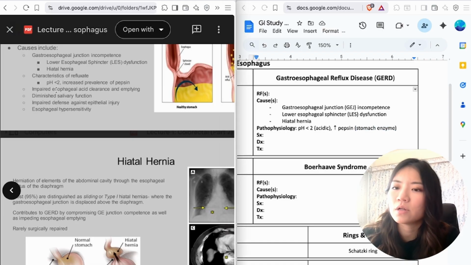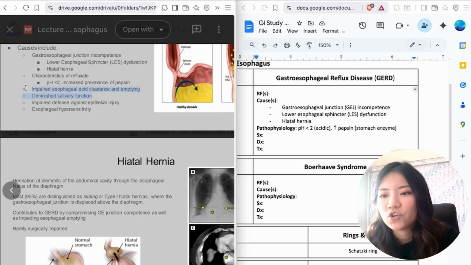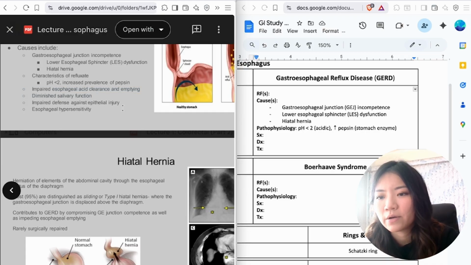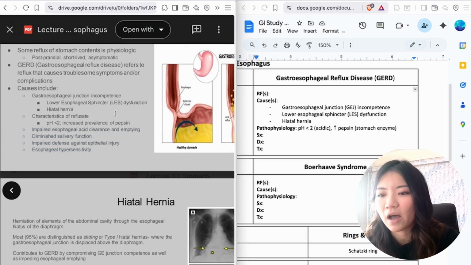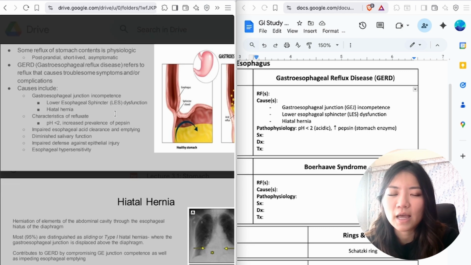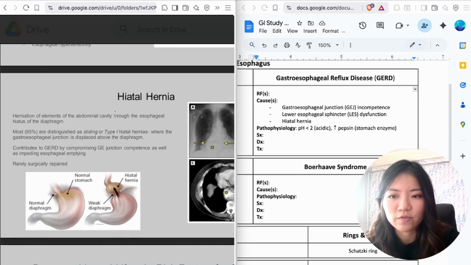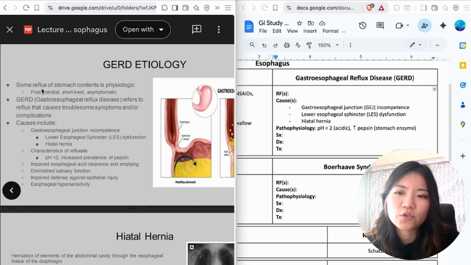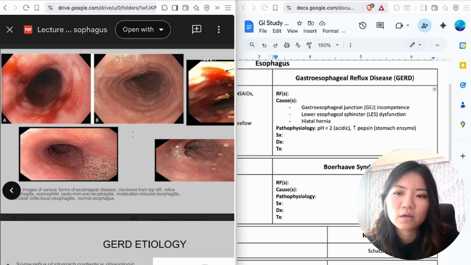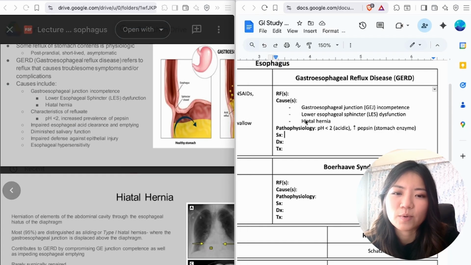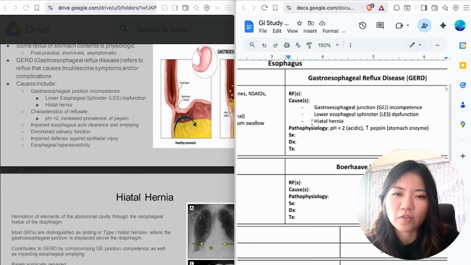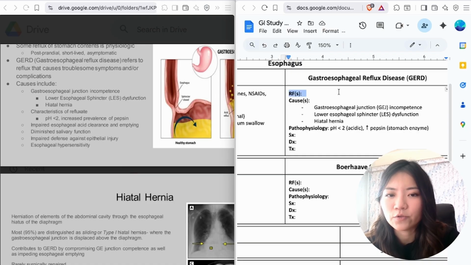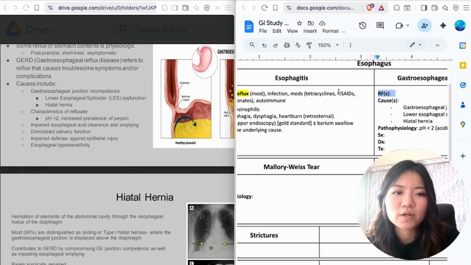Impaired esophageal acid clearance and emptying, diminished salivary function, impaired defense, esophageal hypersensitivity. So this is kind of all describing the same thing. I'm not going to include it. Again, if you feel like you need any of that information, feel free to. When it comes to these types of things, sometimes you'll realize, especially when you have all the things written out, that there are things that are missing. So it's also easy to see what you need to supplement if you do need to supplement. So I'm just going to take this out.